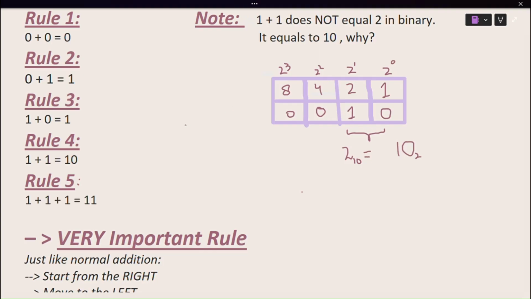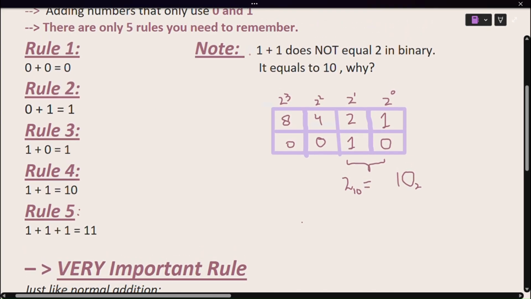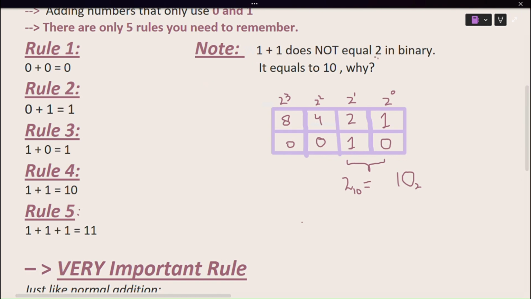However, the rules are quite different for rule number 4 and rule number 5. 1 plus 1 is equal to 10. However, we can see in basic maths that 1 plus 1 equals 2. How would we represent 2 in binary? Why does 1 plus 1 not equal 2 in binary? Because we can't simply write 2 in binary.